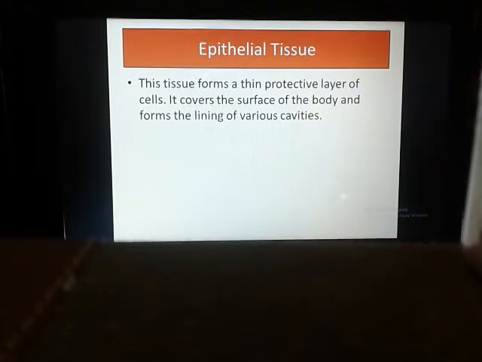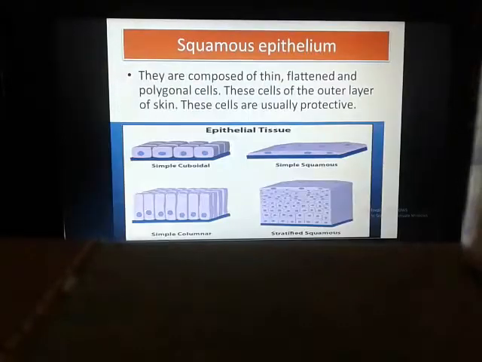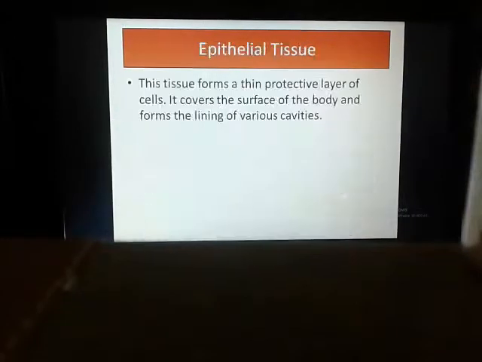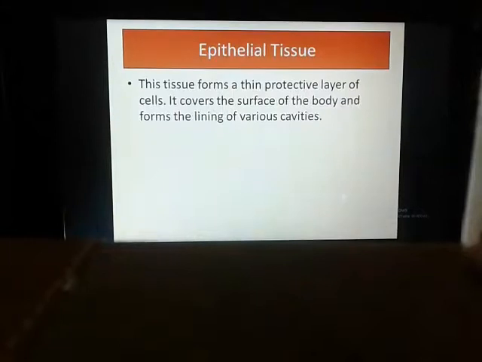The first is epithelial tissue. This tissue forms a thin protective layer of cells. It covers the surface of the body and forms the lining of various cavities. That means epithelial tissues are basically covering tissues. Now I will discuss the 4 categories of epithelial tissues: squamous, cuboidal, columnar and ciliated.